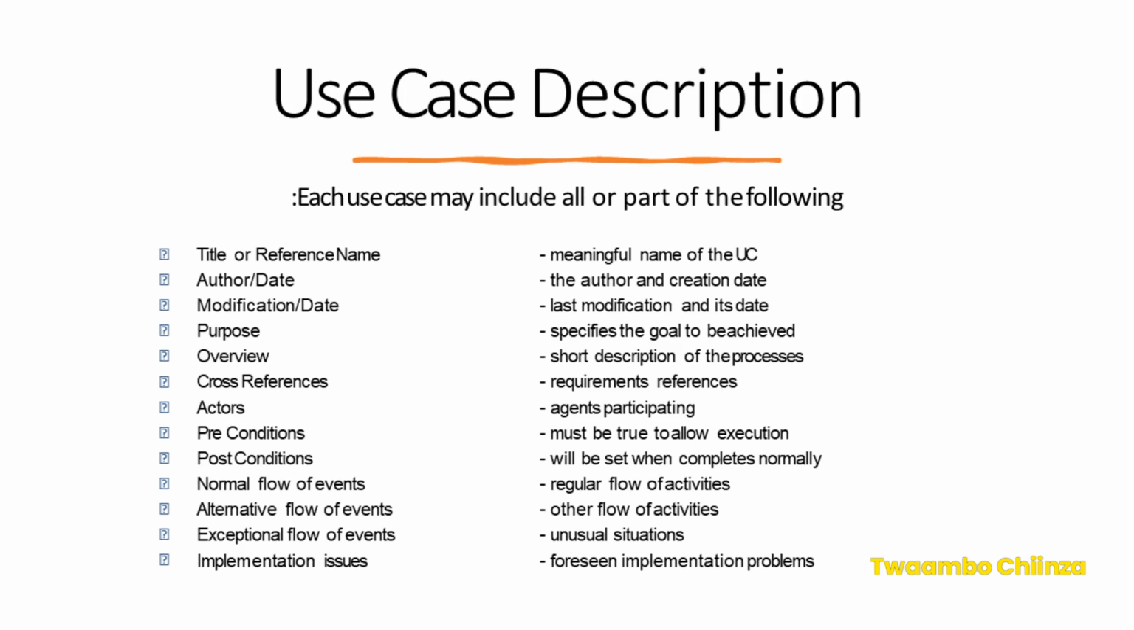Exceptions: error conditions or deviations during execution. Constraints: limitations or restrictions on the use case. Alternatives: different scenarios or paths that could be followed. These components help ensure that the system's requirements and behaviors are clearly defined and understood by both developers and stakeholders.